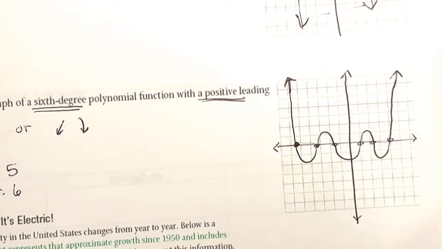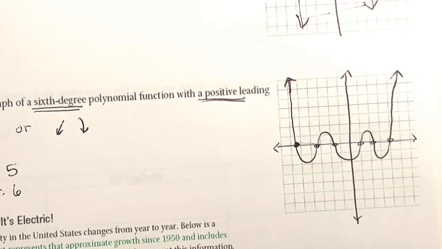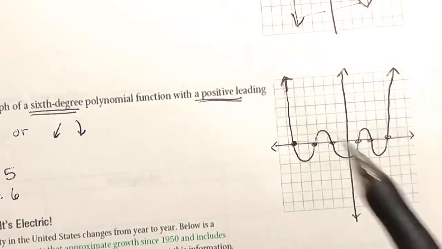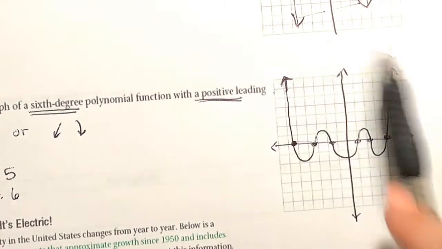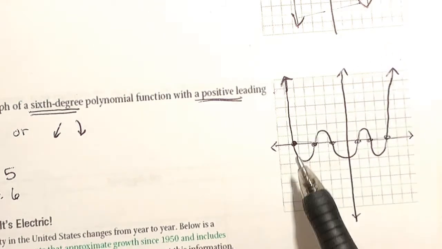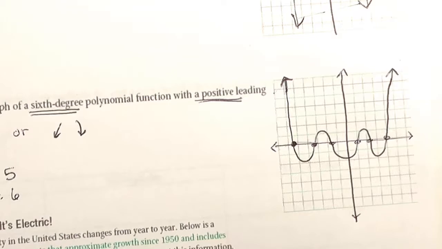So if I actually graphed this graph, I probably wouldn't match that exactly. I don't actually know the exact function though, so that's kind of just all I can do based off of the information they gave us. But because it is a 6th degree with a positive coefficient, it has to end going up on both sides, and it has to have maybe 5 turns with 6 roots. Okay.